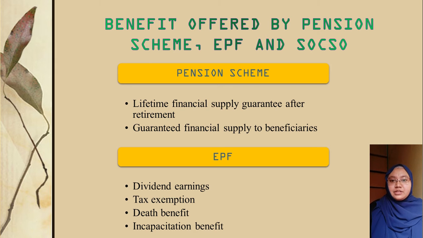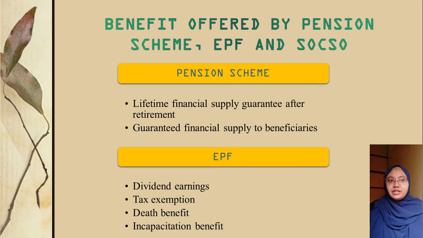For EPF, the first benefit is dividend earning. Dividend earnings guarantee us that we will receive a 2.5%. Secondly is tax exemption. Our contribution are tax deductible up to a maximum RM 6,000.